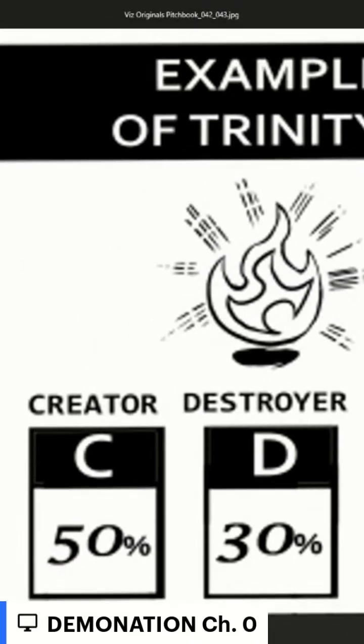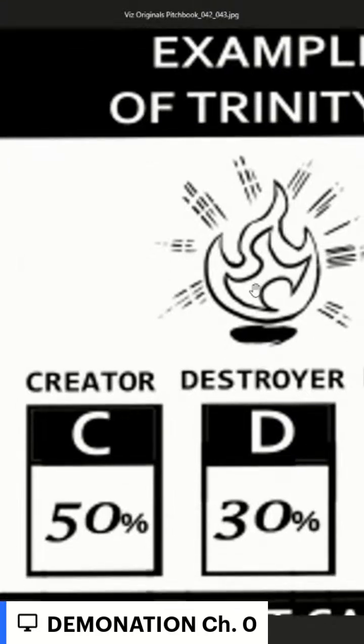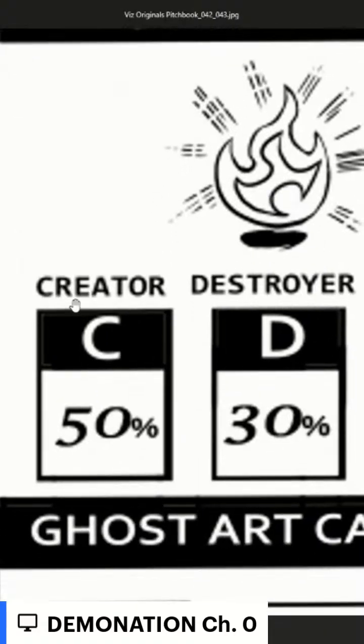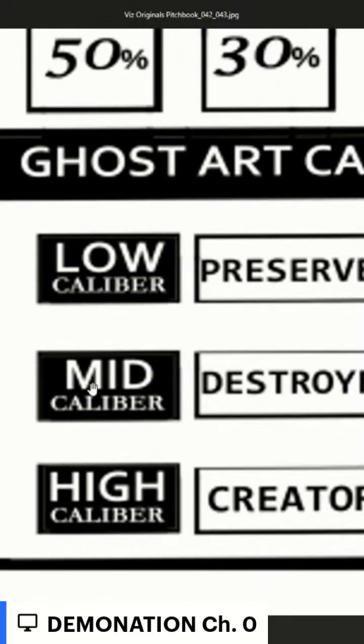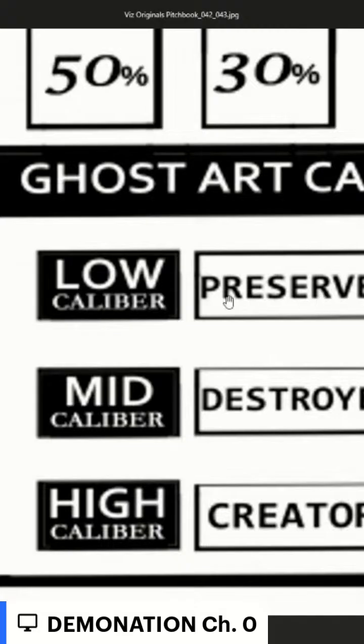There we go. Cool. So that's a soul, just a simple version or idea of a soul. Depending on what percentage of creator aura, destroyer aura, out of 100%, depending on that rate, it determines the level of attacks you can do of ghost arts. So you've got low caliber ghost arts, which is because this person's soul is really low.